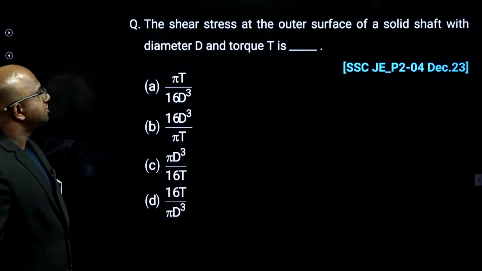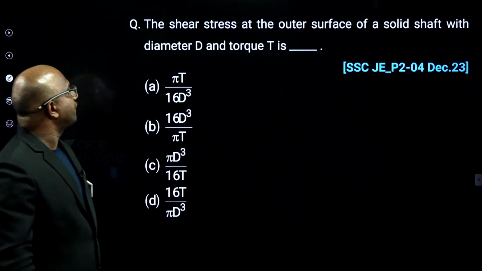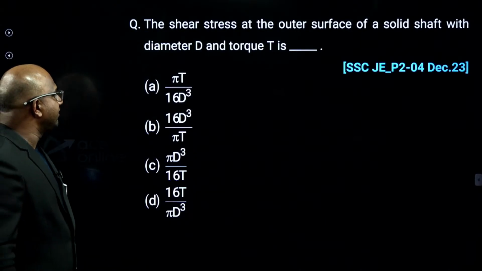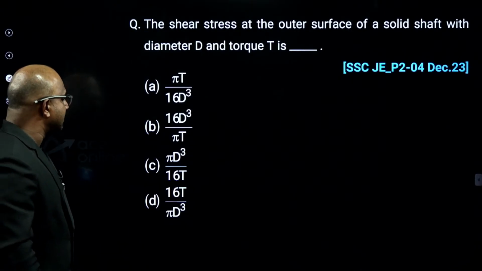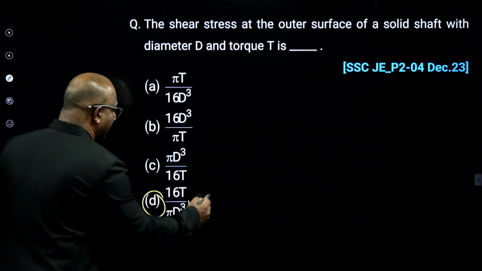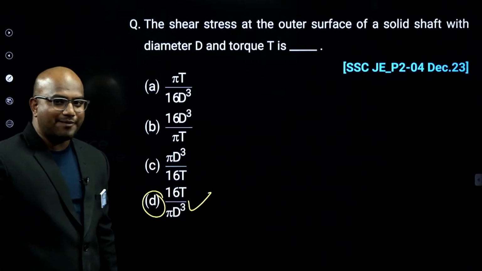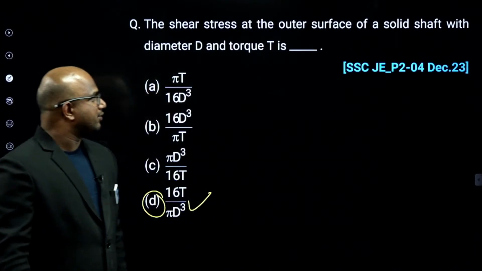Next. The shear stress at the outer surface of a solid shaft with diameter d and torque T is how much, guys? Direct formula, guys, 16T by pi d cube. If a bending moment M is there, it is 32M by pi d cube, guys.